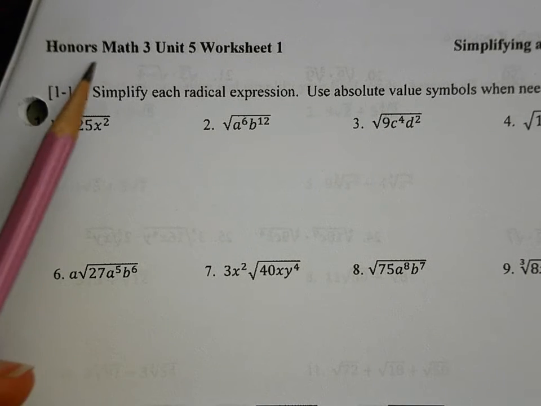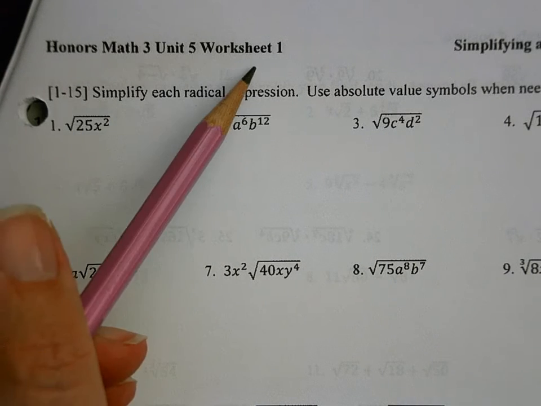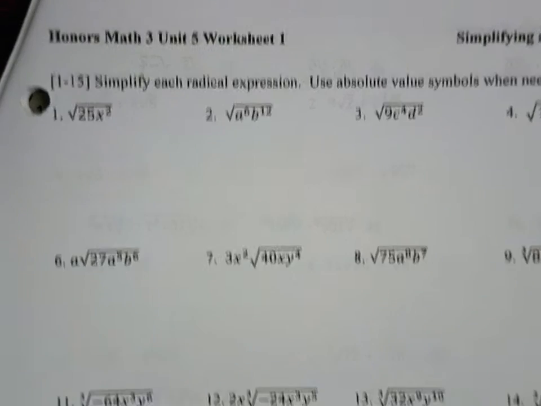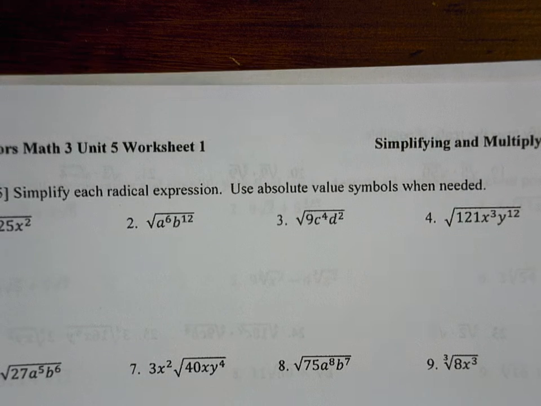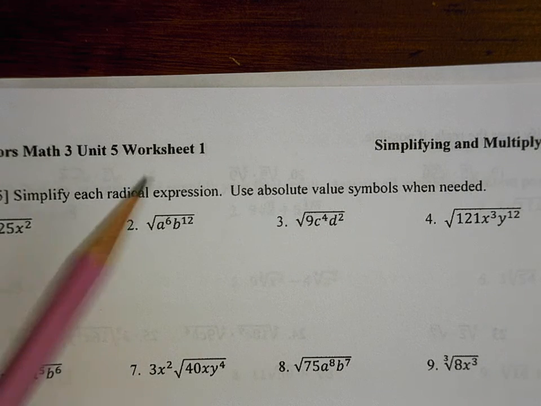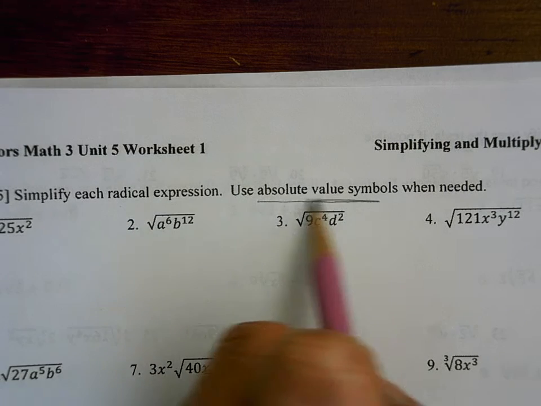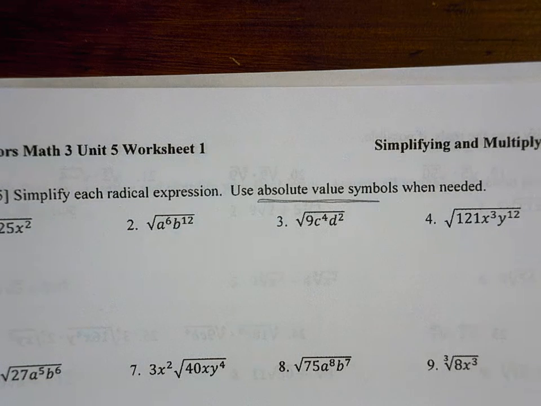Okay, this is the homework help video for Honors Math 3, Unit 5, Worksheet 1, and we're going to start with question number 7. The directions say that we have to simplify each radical expression and use absolute value symbols when needed. So that means we're going to have to check for that at the end.